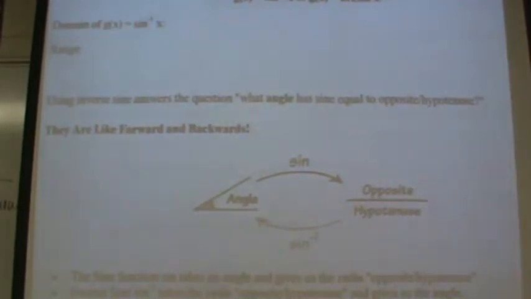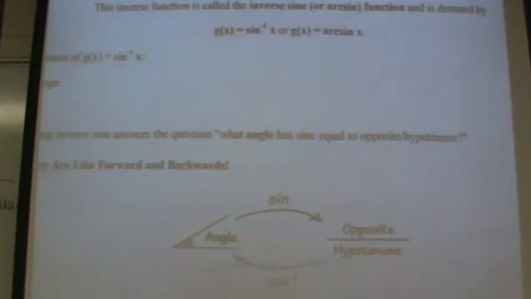So on the next page, at the top, it tells us that the inverse function is called the inverse sine or arc sine function and is denoted by g of x equals sine to the negative 1 x, or like I said, the inverse sine, or g of x equals arc sine of x. So either notation can be used. They mean the same thing. And remember that negative 1 is not an exponent, it's just the notation used for inverse.